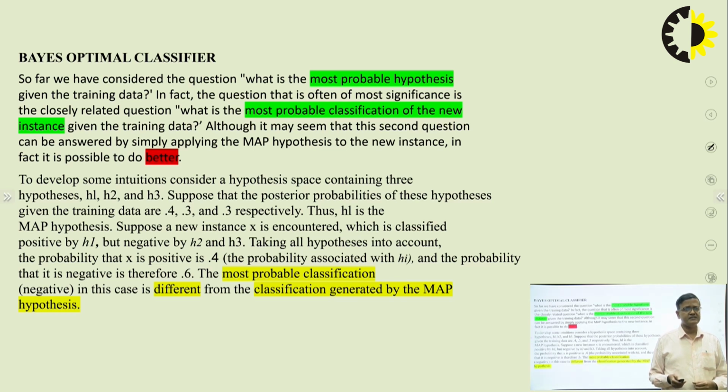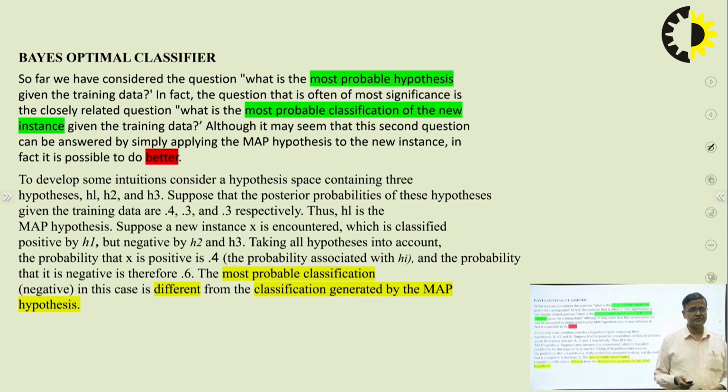Now, suppose we have been given three hypotheses: H1, H2, and H3. Suppose that the posterior probabilities of these hypotheses given the training data are 0.4, 0.3, and 0.3. Posterior probabilities mean that given the data, the probability of each and every hypothesis given the observed data is 0.4, 0.3, and 0.3. Thus, if we look for the best possible hypothesis, H1 gives the probability 0.4.